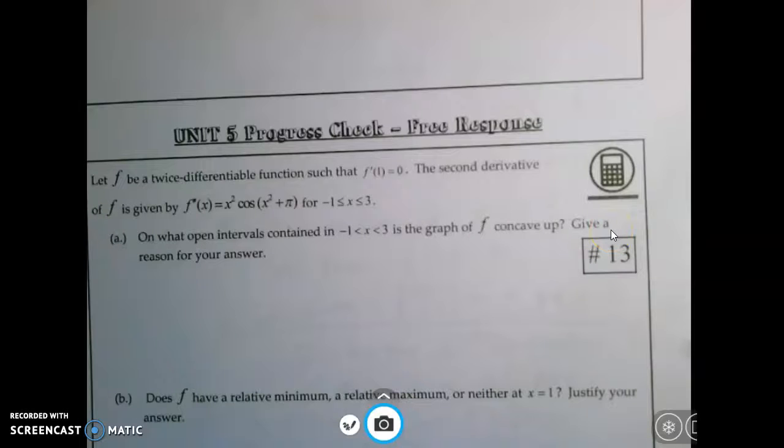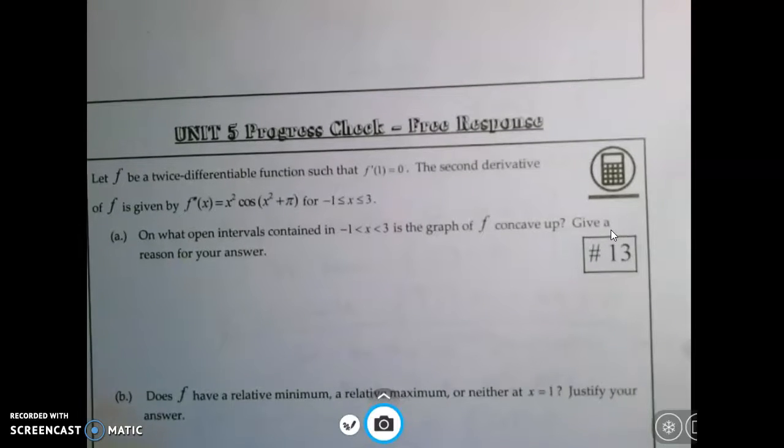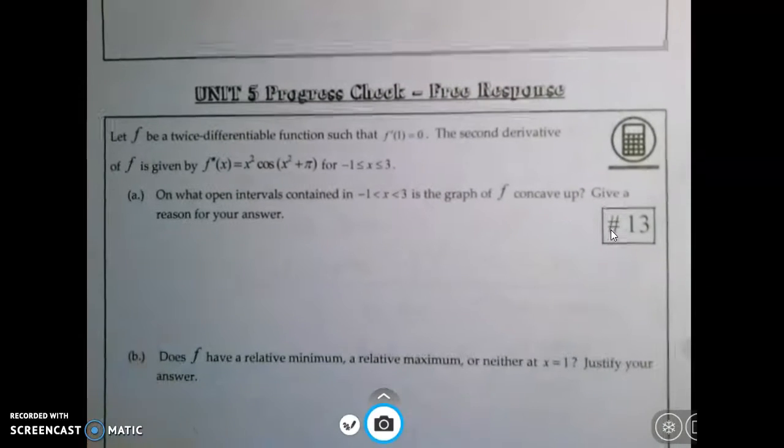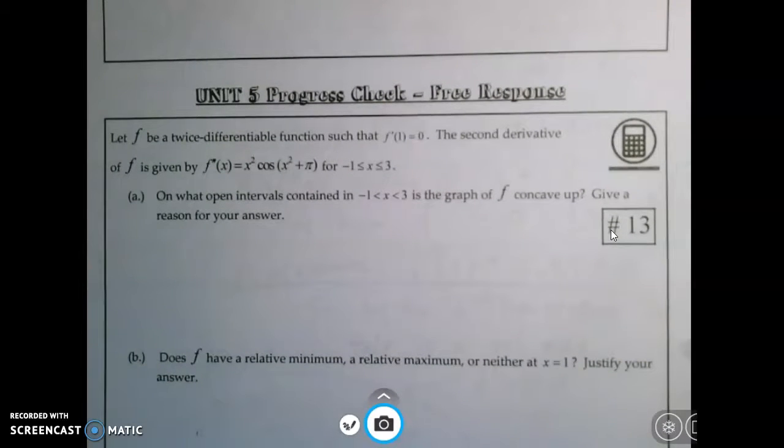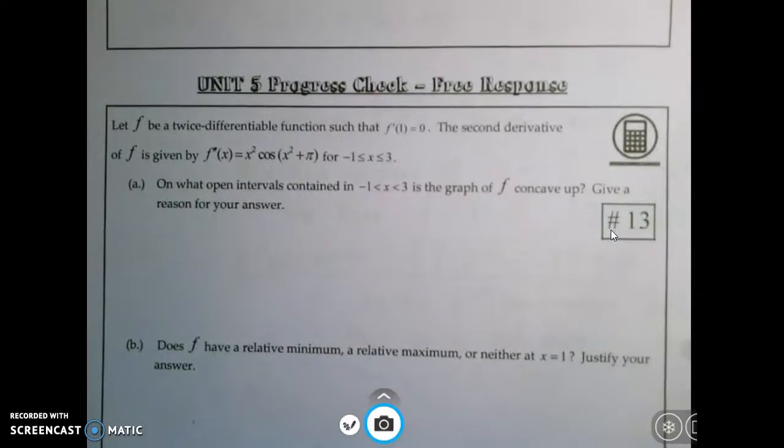Okay, folks, Unit 5 progress check. I think I can do this all in one 15-minute swoop. We will see if I go too fast. I know that sounds weird because you can pause, but if I'm too abrupt, please email me and let me know if I'm not being as detailed as I need to be.